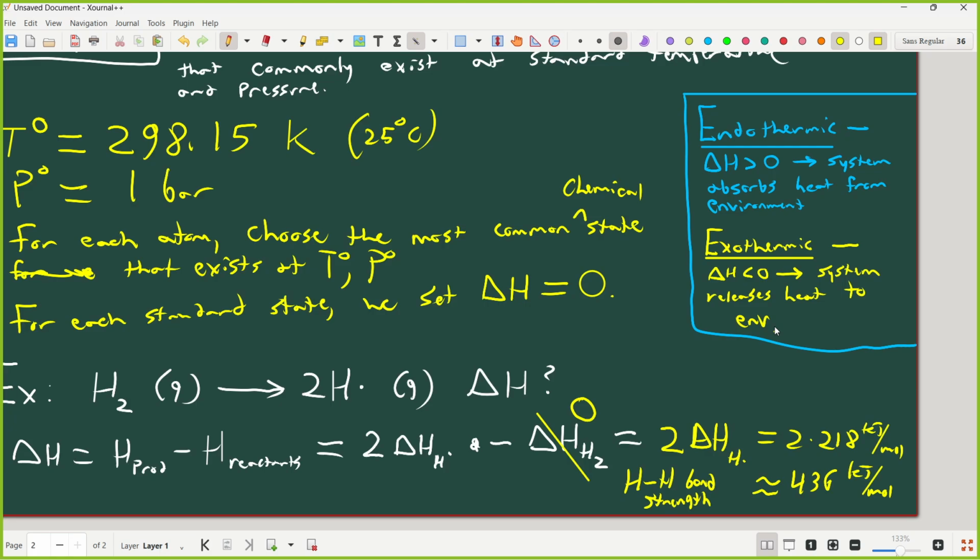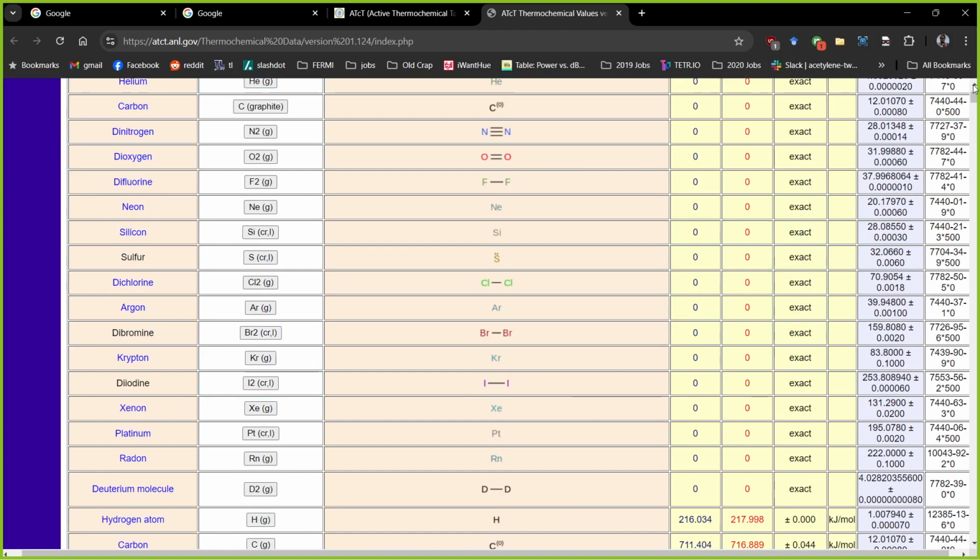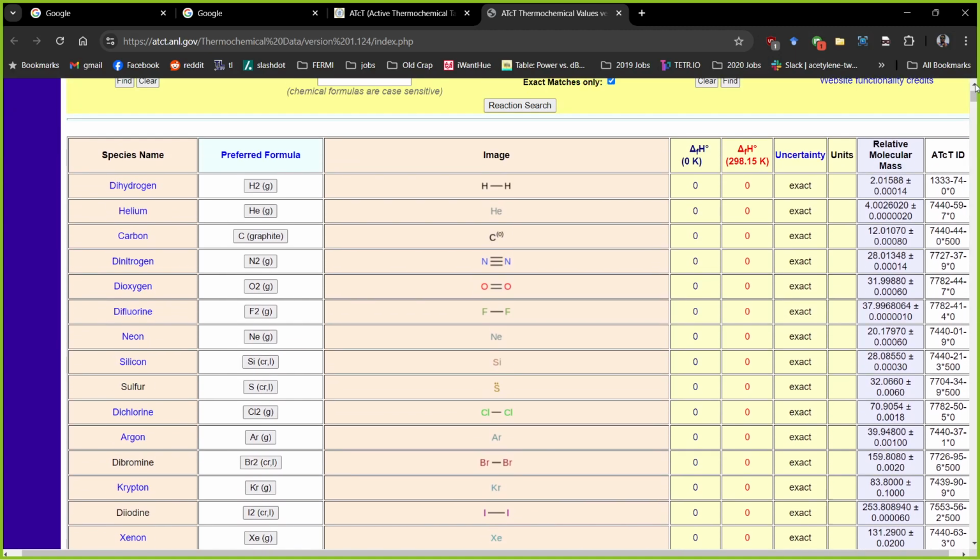All right, one more thing I want to show you on this page, and we'll come back to this page as we do more examples over the next couple of weeks. There are 2 columns here for delta H for each one. Let's look at their labels. Notice that there are 2: one is at 0 Kelvin and one's at room temperature. Are they different? Let's go back down to hydrogen.